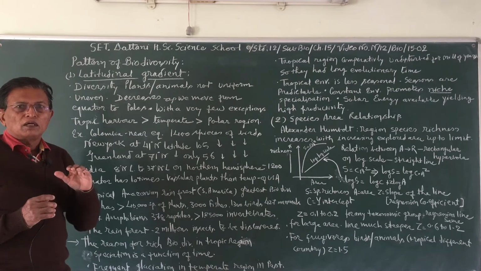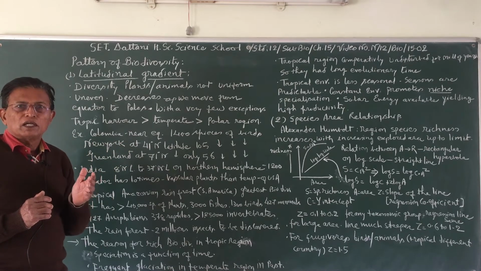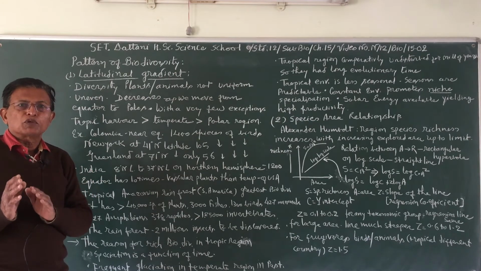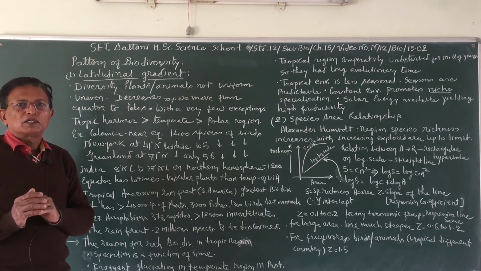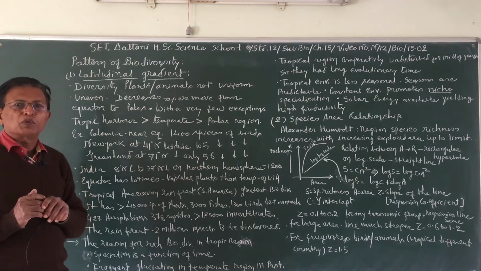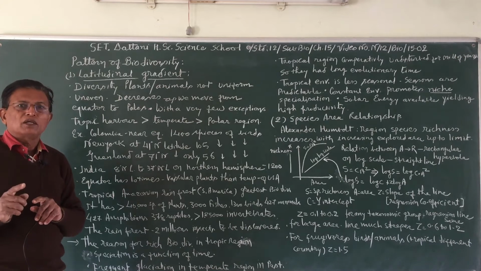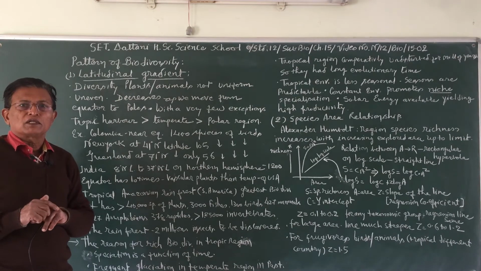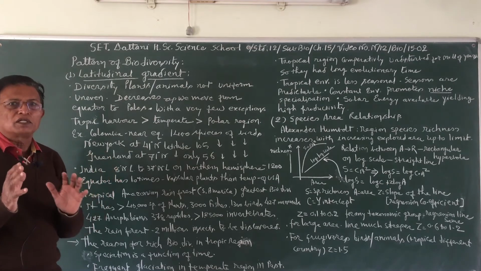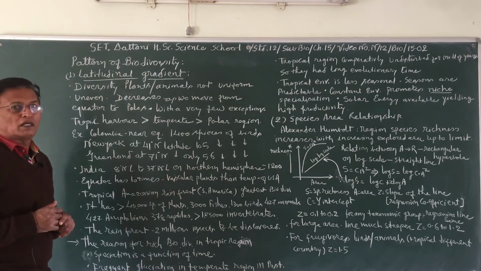Then from 23.5 to 66.5 degrees north latitude and 23.5 to 66.5 degrees south latitude, it is the temperate region, and above that, from 66.5 to 90 degrees north latitude and 66.5 to 90 degrees south latitude, it is called the polar region. So these are the regions according to the availability of sunlight or solar radiation.